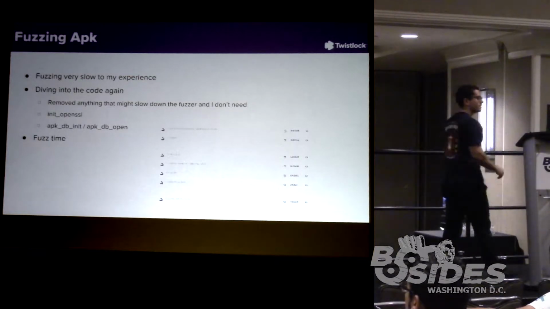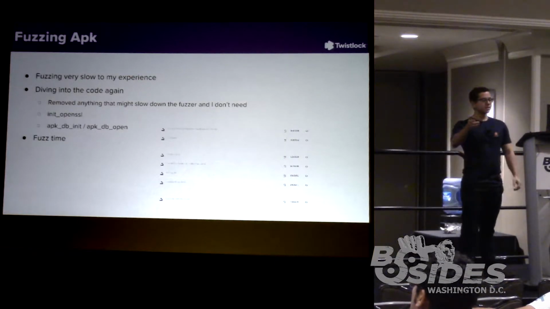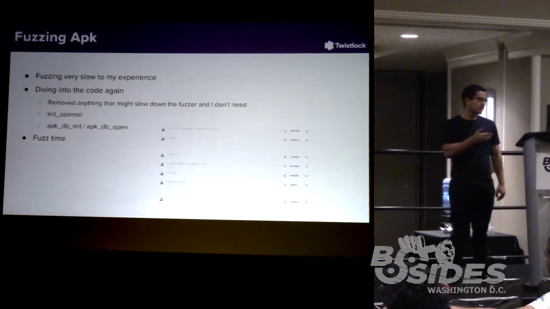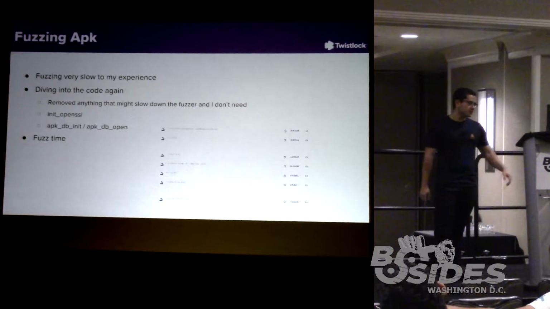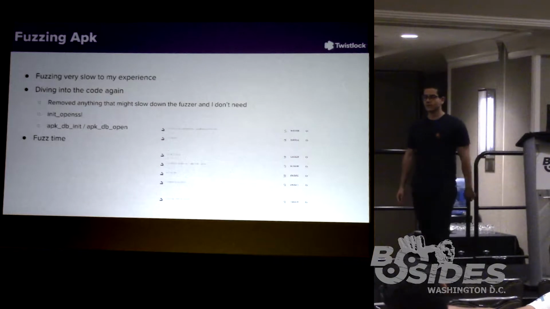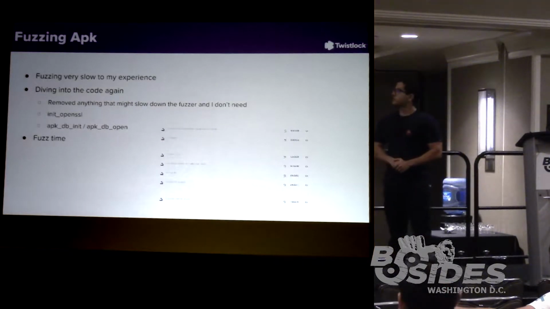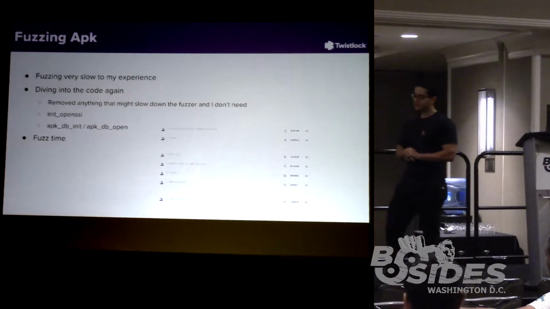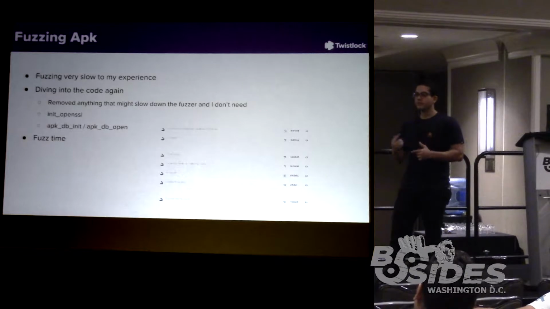So I found it does init open SSL, and it does apk db init and apk db open. Well, the most important thing is init open SSL, because on every execution, it starts with init open SSL. And this function relies on entropy. And that means the Linux kernel would have to generate randomness every execution. And at one point, it would run out of randomness. And it would take a few seconds to generate enough randomness to feed init open SSL.